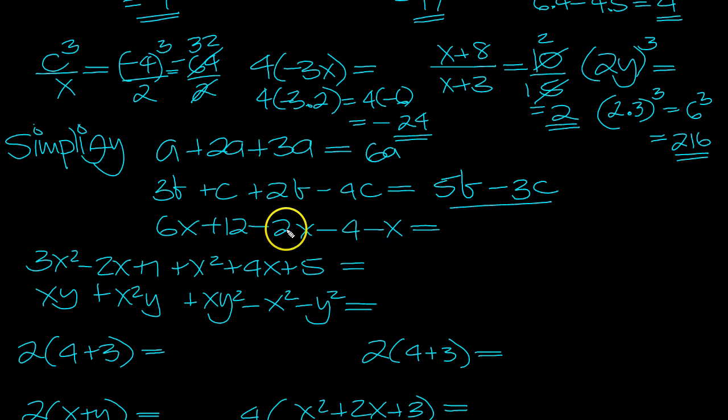Here we've got 6x minus 2x. 6 take 2 is 4, so that's 4 lots of x. Take another x is 3x. That's the number of x's dealt with. And it just leaves the plus 12 minus 4. 12 take 4 is 8. So we end up with 3x plus 8.